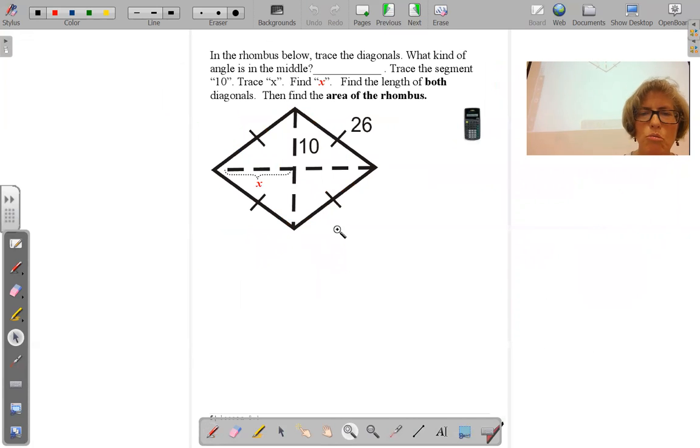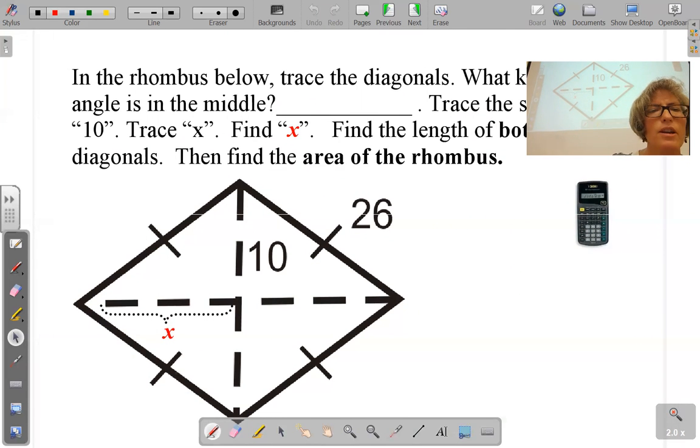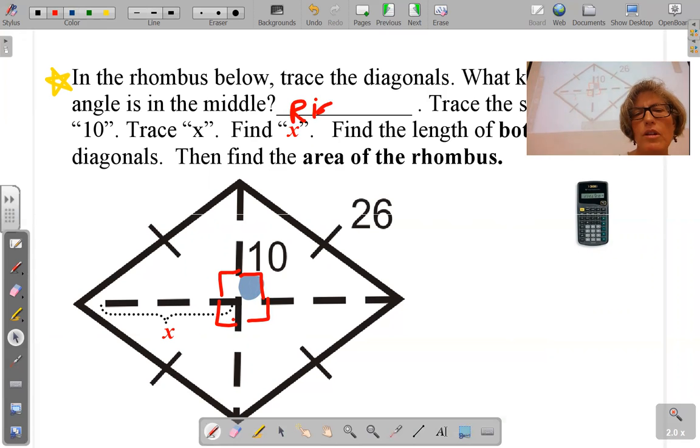You'll be able to zoom through today's lesson. Get a sign off. Fabulous. Ready? Read that out loud. In the rhombus below, trace the diagonals. What kind of angle is in the middle? Right here in a rhombus, what kind of angle is here? A right angle. Yes, ma'am, that's really important. If you have a right angle there, all that right triangle stuff is really important.